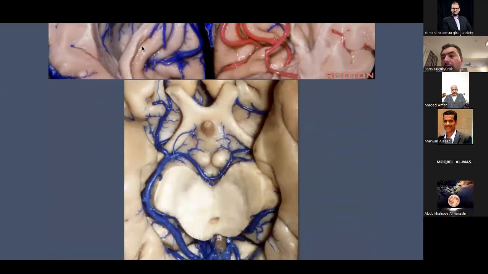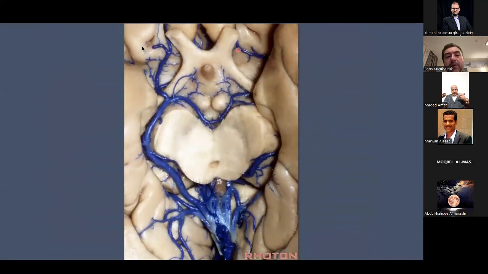My last slide, even more complex, is the venous anatomy of the mesial temporal structures. Basically, there are countless variations. This is maybe the most consistent one. That's why I put it here. Basically, the venous drainage of the mesial temporal structures is done by the basal vein of Rosenthal, which is at the start formed by the union of three veins.